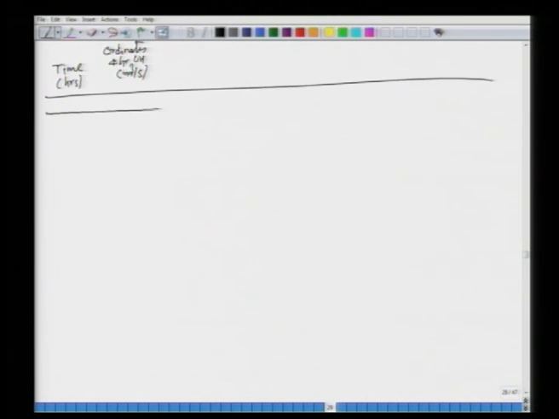So, what we are given is the data of time versus ordinates of a 4-hour unit hydrograph. This is in meter cube per second. Let us say this is your column 1, this is your column 2, and these are given at 4-hour intervals. It does not have to be, they could be at any other interval.